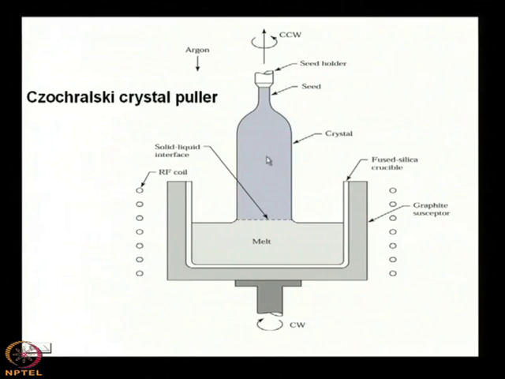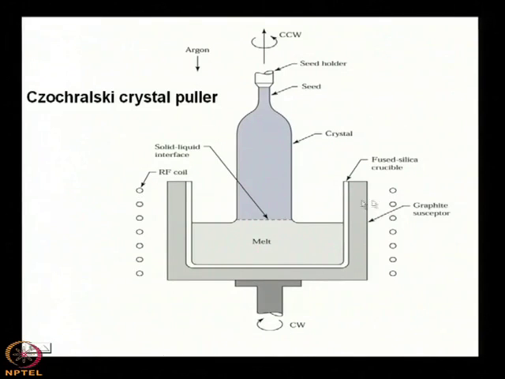Czochralski crystal puller, you see that it has many parts. One part is that there is a graphite susceptor, and inside which there is a crucible, a silica crucible, and the polycrystalline silicon is kept inside this silica crucible. It is heated, that is why the melt is there. So, inside the silica crucible there will be a melt of polycrystalline silicon.